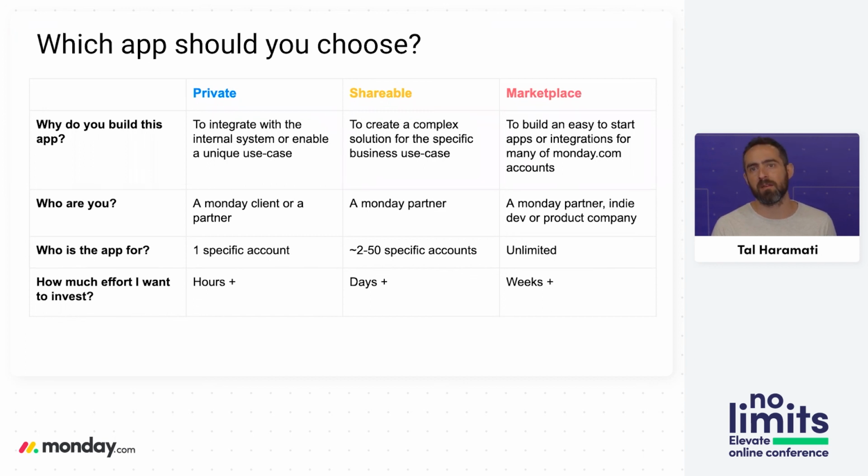Of course, this depends on what you are building, but in general, a basic private app can be built within even just a few hours. Shareable apps usually will take you at least a few days, as they need to be generic to work in multiple accounts. Marketplace apps, which need to meet all of our standards and go through an approval process, will probably take you at least a few weeks. Ask yourself this bunch of questions in order to decide which type of app you are going to build.